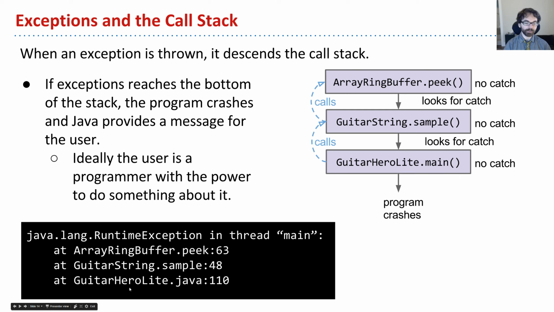And so in this case, the stack trace basically says, GuitarHeroLite.java on line 110 ran into trouble when it was calling GuitarString.sample. And on line 48 of this method, we then called ArrayRingBuffer.peek. Oh, and it's actually on line 63 of ArrayRingBuffer that things went wrong. And so the stack trace is hopefully helpful to somebody.